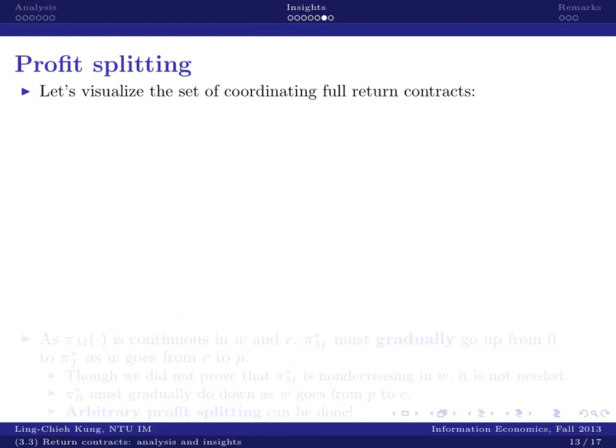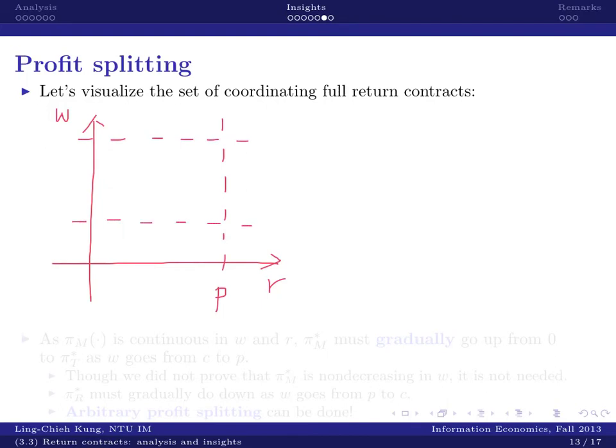First, I'm going to put R on the x-axis and W on the y-axis. I know the return credit cannot be greater than P, and also the wholesale price must be between P and the cost C.